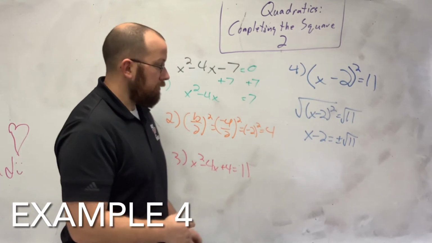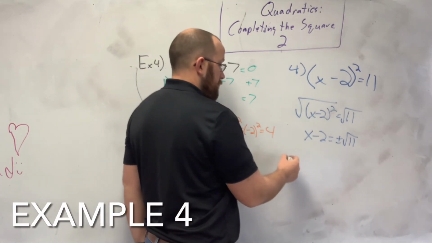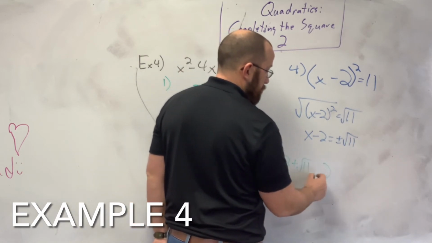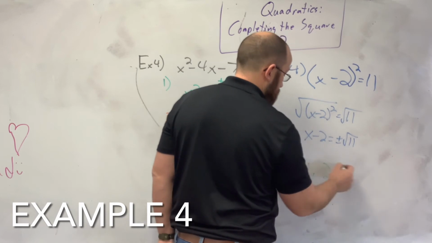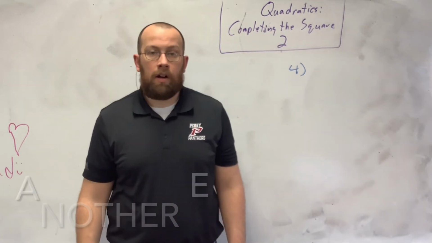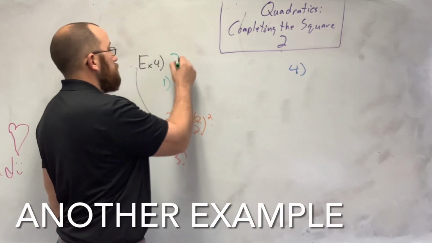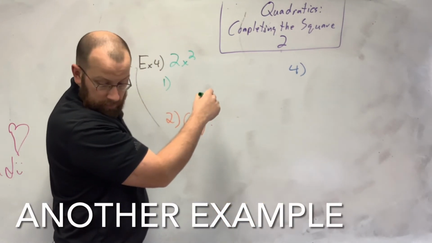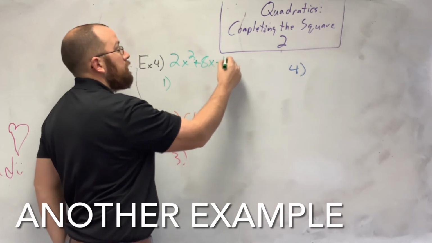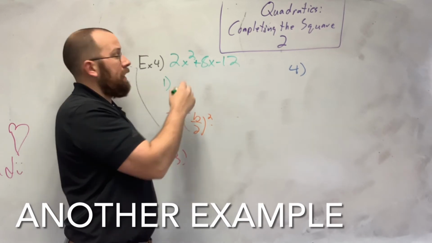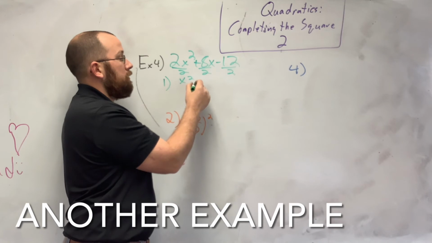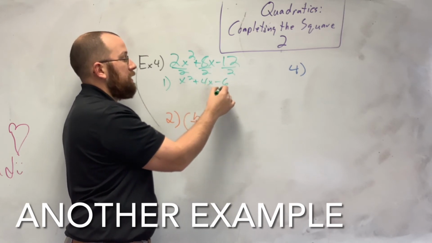So that's my answer. You can also write it as 2 plus the square root of 11 and 2 minus the square root of 11, which are my two answers. All right, and here's our last one. So we'll do 2x squared plus 8x minus 12. Since I have something else in the a, I have to divide everything by 2. So then I get x squared plus 4x minus 6.